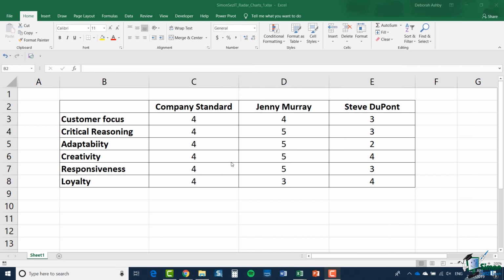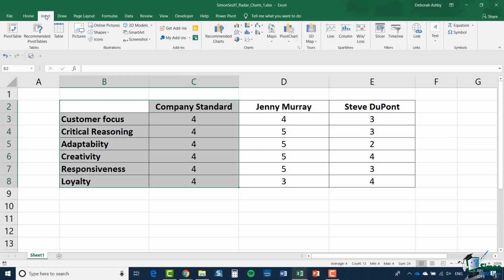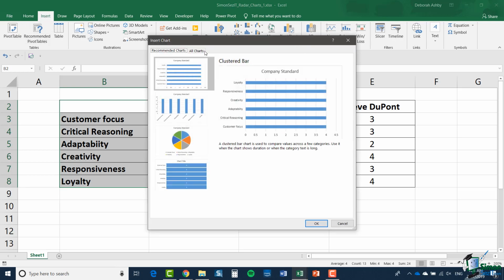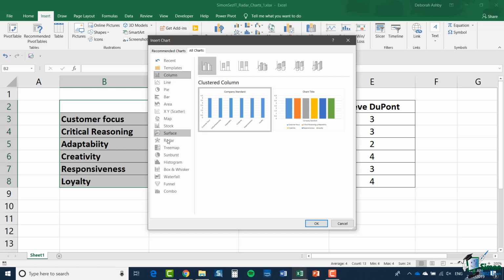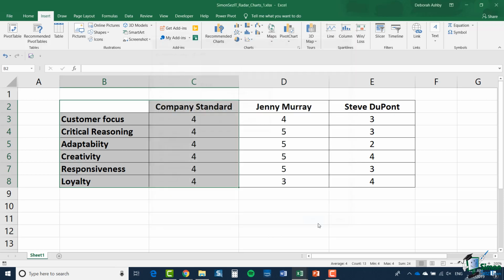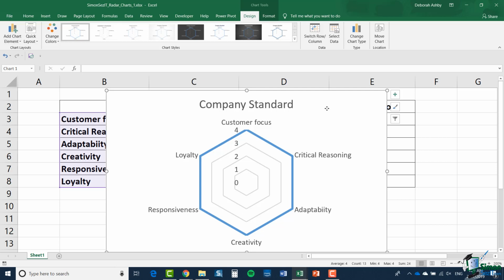Now, in order to demonstrate radar charts, what I'm going to do is first just draw a radar chart that covers the company's standards. So I'm going to select cell B2 down to C8. Click on Insert. We'll click on All Charts and we will select Radar and click OK. And there it is. Now, you notice the six categories outside of the radar chart.